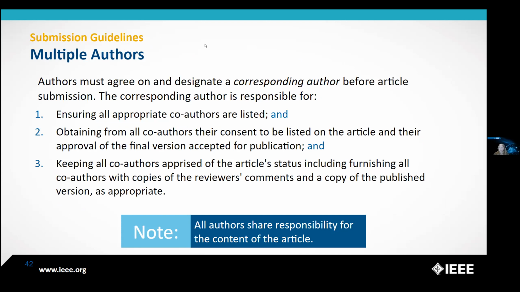So multiple authors. Authors must agree on and designate a corresponding author. This is the person that will do all of the correspondence between IEEE and the authors, and it's their responsibility to inform the other authors of everything that's going on. The corresponding author must get a list of the authors on the article, get consent from all of the authors to approve the final version and the submitted version. And they're supposed to keep the authors up to date.